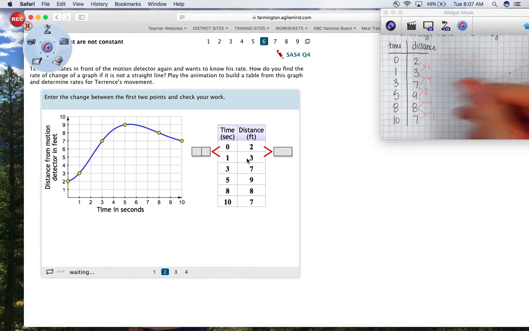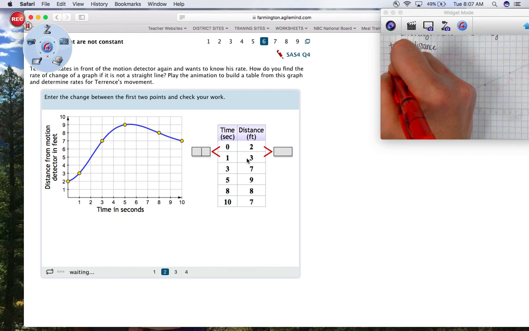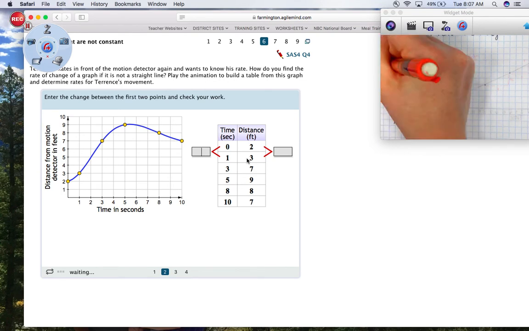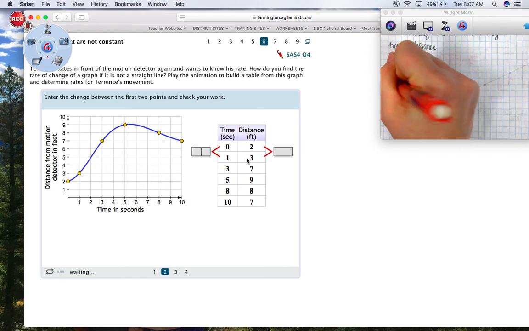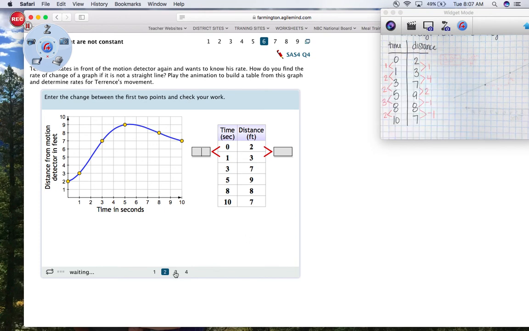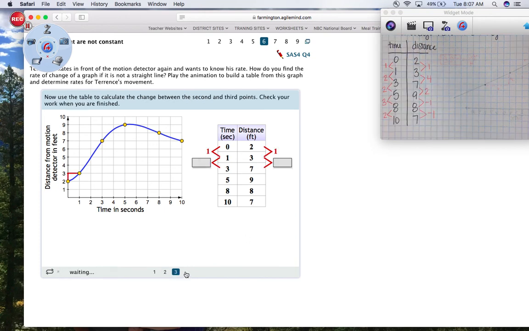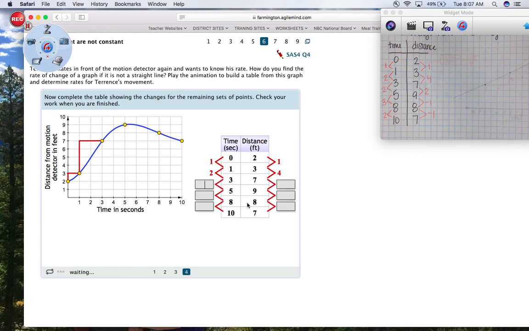Okay? Then do the other side. Time is increasing: 1, 2, 2, 3, 2. I'm going to skip to the end. So let's do 2, negative 1, negative 1, 1, 2, 2, 3, 2.